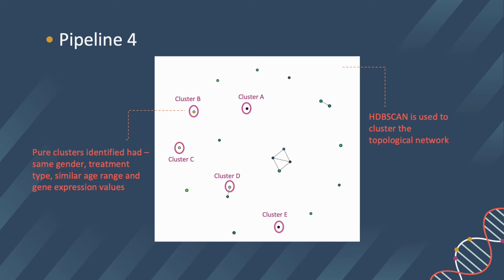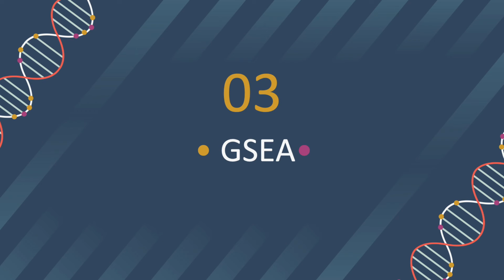Pipeline 4 provides a unique approach to solving this issue, which uses clustering techniques on topological networks. After doing a PCA on the data, an HDBSCAN clustering algorithm is used to create pure clusters. Pure clusters are the ones that have data points belonging to a particular category of response. It was observed that data points within each of these clusters had the same gender, treatment type, and similar ranges in age and gene expression data.